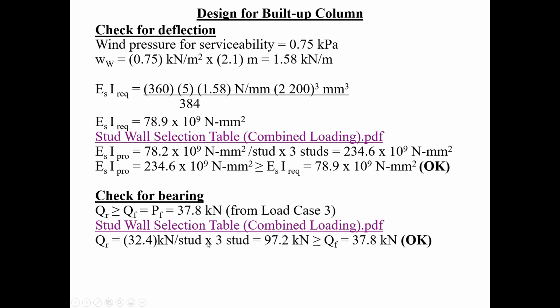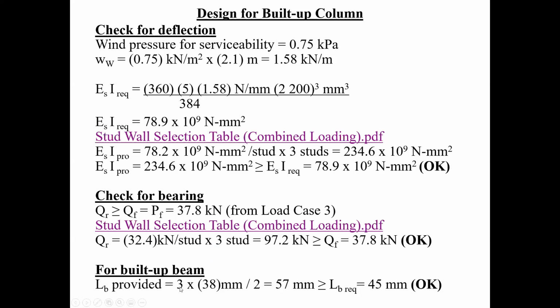And therefore, 92.7 is greater than 37.8, I'm okay. Now, the last thing you should check is the bearing of your beam onto your column. That's just to check the column on the sill plates. Then for the built-up beam, we have 3.